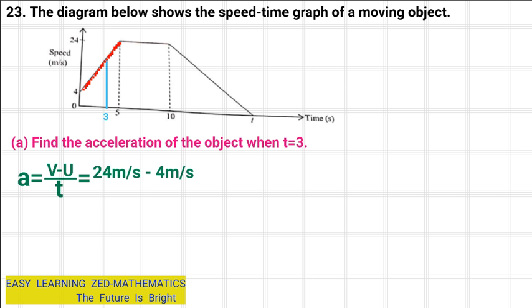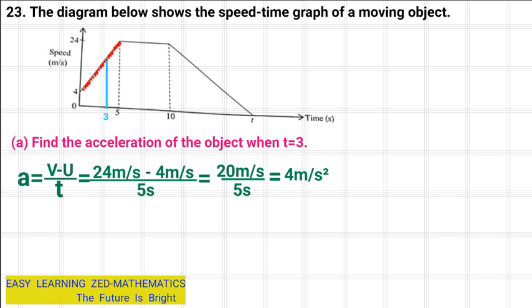So it will be over 5 seconds. Okay, once I've done that, the next thing I'm going to do is write equal to. So 24 meters per second minus 4 meters per second will give me 20 meters per second over 5 seconds. When I divide 20 meters per second by 5 seconds, it's going to give me 4 meters per second squared.